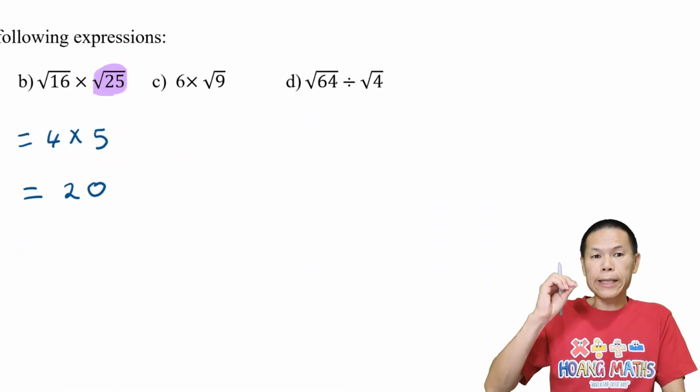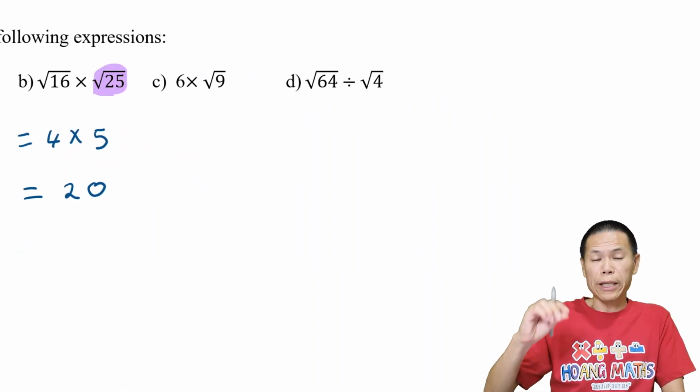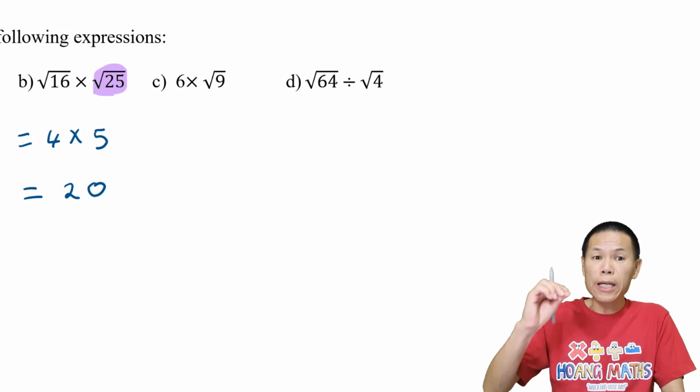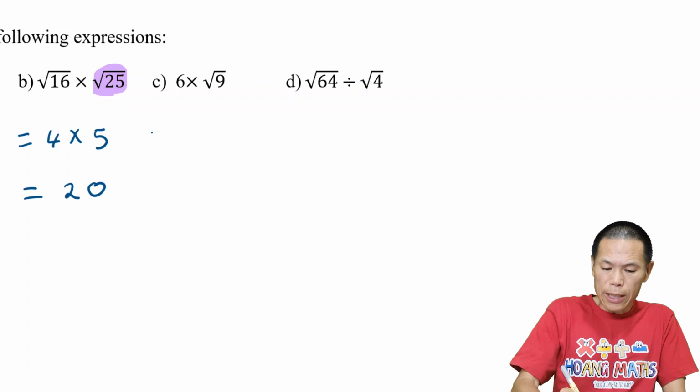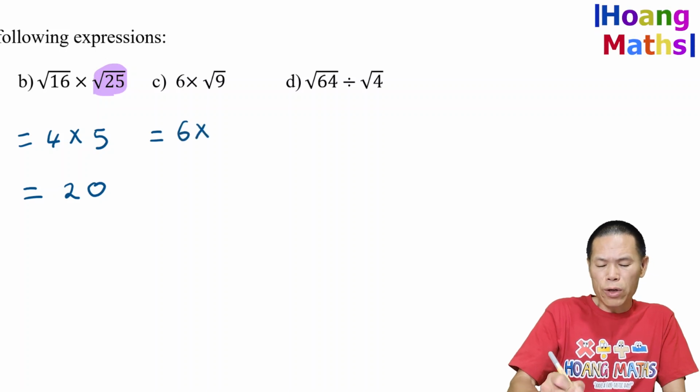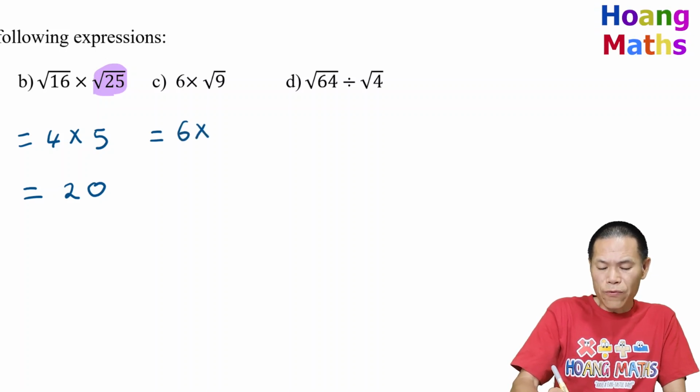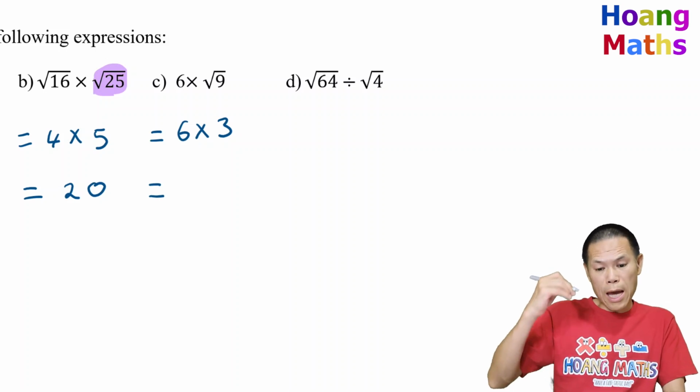Part C. 6 times square root of 9. And we know that square root of 9 is 3, because 9 is 3 times 3. So that is equal to 6 times square root of 9. So square root of 9 is 3. And 6 times 3 will give me 18.